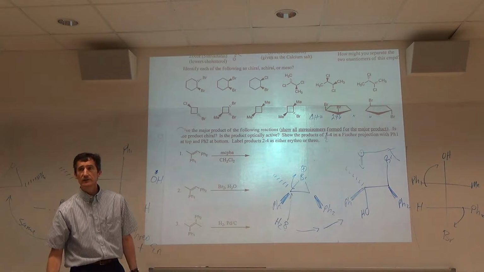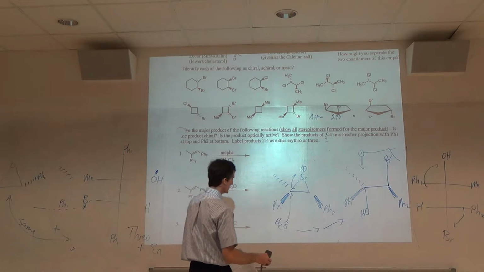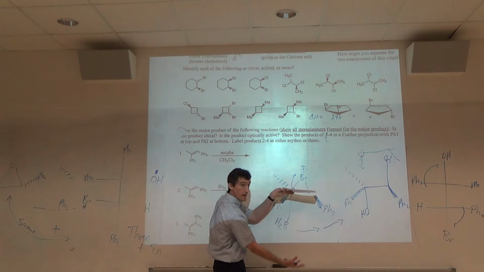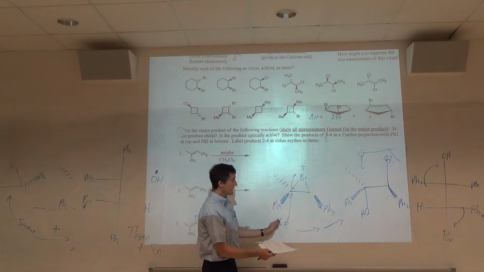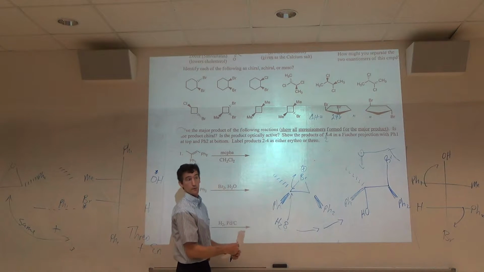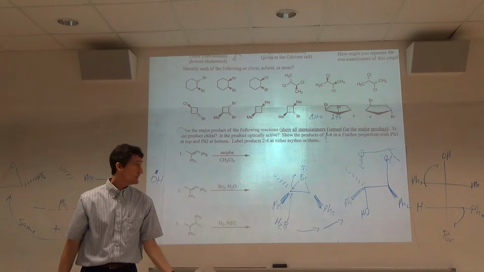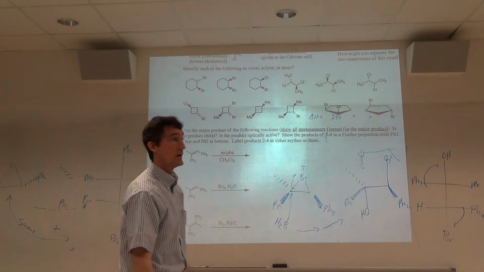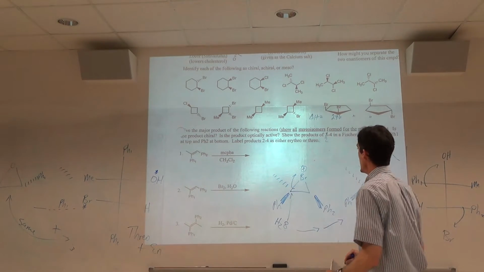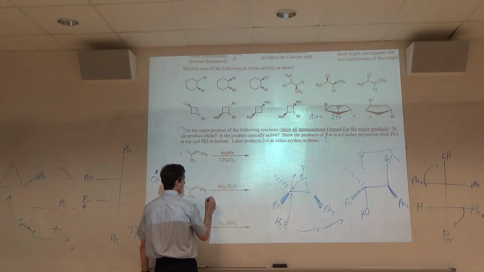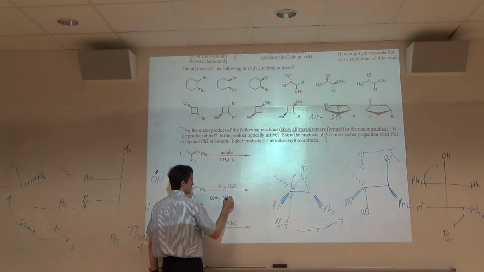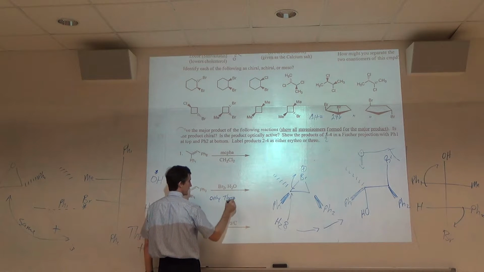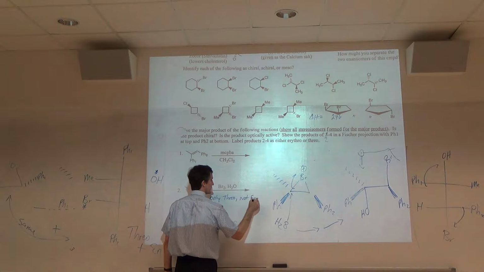Plus the enantiomer. How do you get the enantiomer? The enantiomer would come from the bromonium forming from the bottom, and then the water attacking from the top. And if you do that, go through it, it'll also be threo. But you'll have the OH over here and the bromine over there. So for this reaction, only threo. You will not get erythro here.